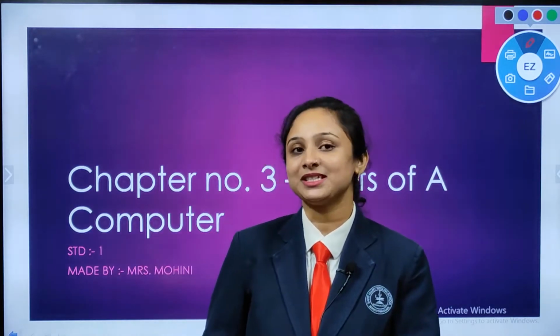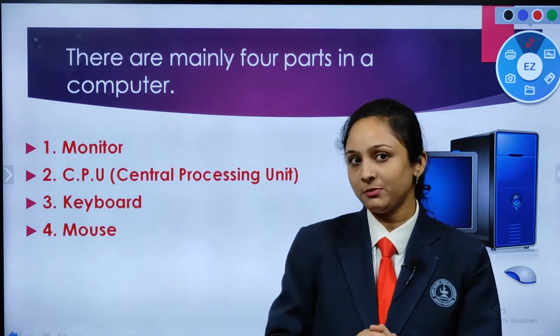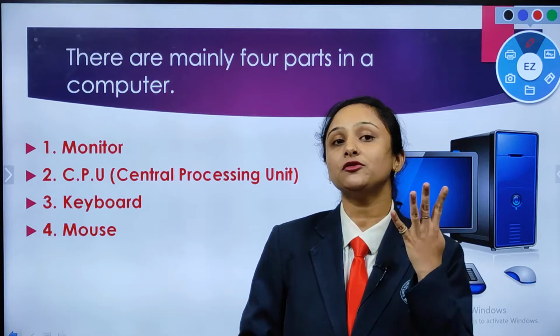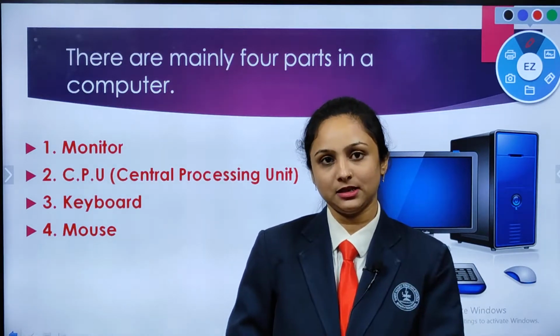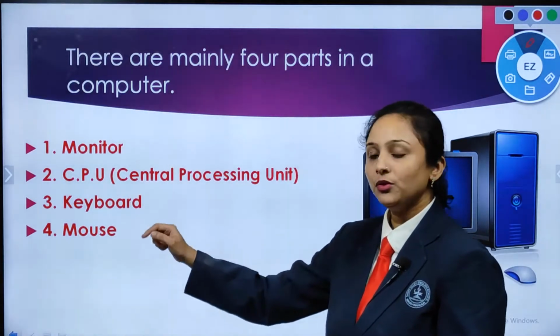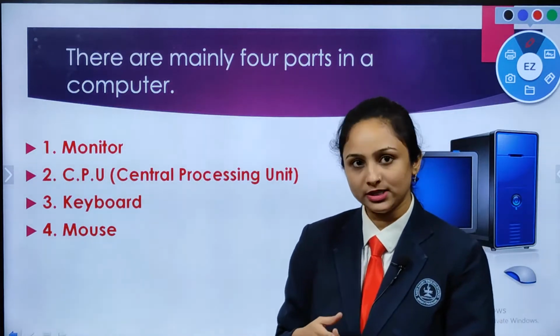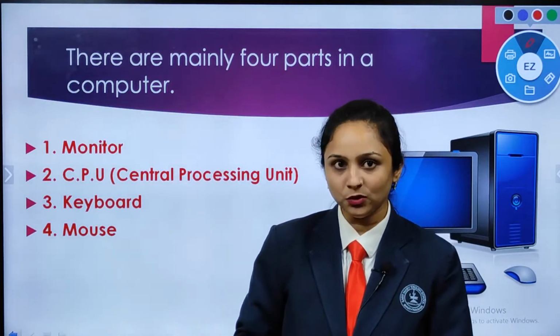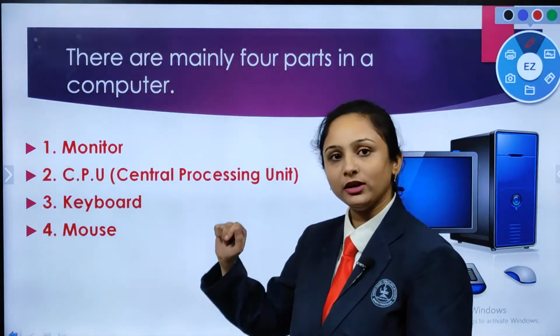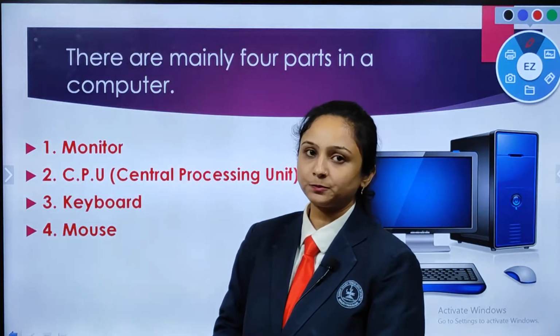Okay, how many parts does it have, how does it work? So we'll start with our lesson. First of all, tell me how many parts are there in a computer? There are four main parts. Which are they? Monitor, CPU, keyboard and mouse. The first part is the monitor, the second is the CPU, the third is the keyboard and the fourth is the mouse.